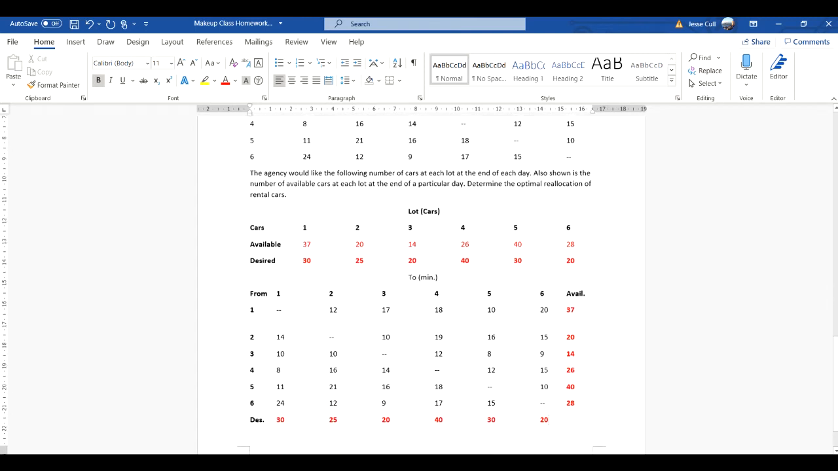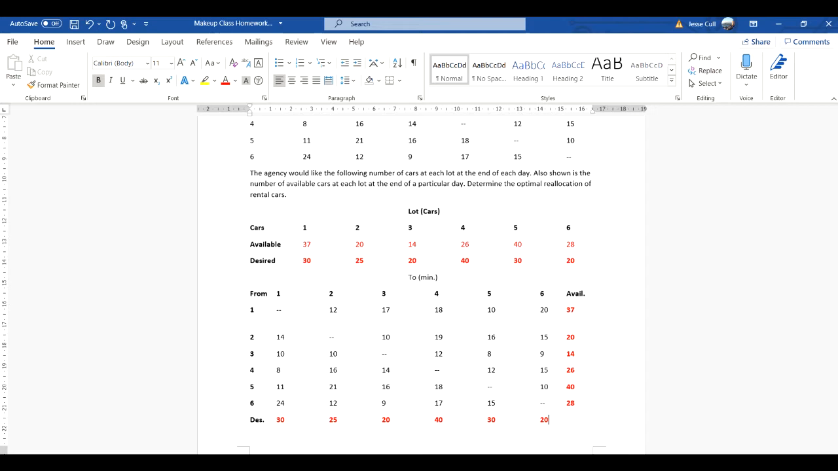So we have from lot number 1, the travel time to station 1. Obviously you can't travel there. Then 2, 3, 4, 5, and 6, and the total number of cars available. We have the same information for each other lot, and that's what we've done here. However, and this is a mistake that many of you made, you got this far, and you did a great job getting that far.